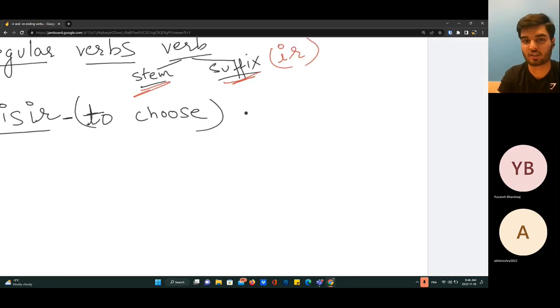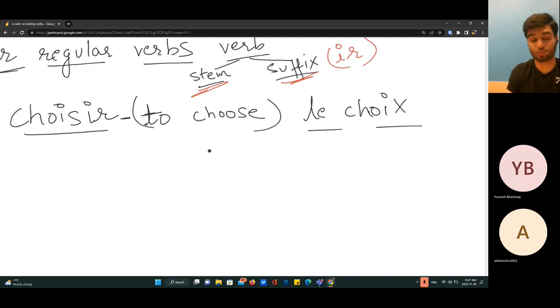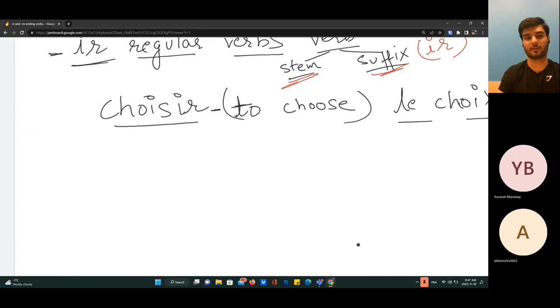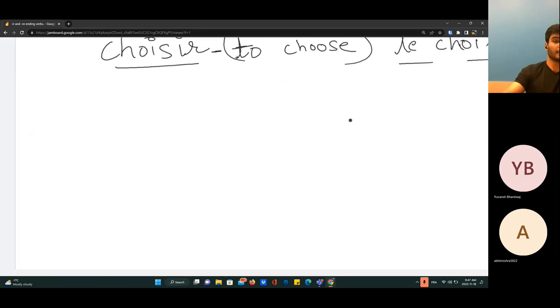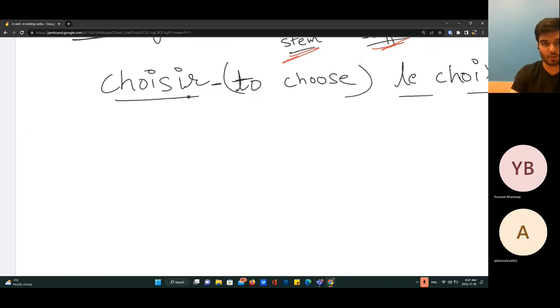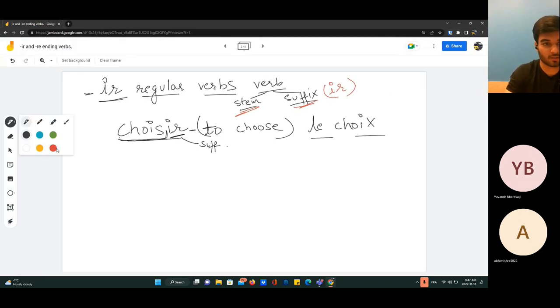In French, the choice is called le choix. That is the choice, which is a noun. But to choose is choisir. If I say I choose to learn French, that is choisir, a verb. Now, if we look over here, IR is a suffix. This is CHOIS, the stem. This won't change.